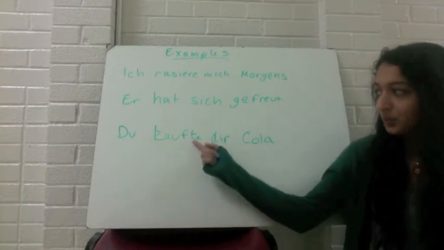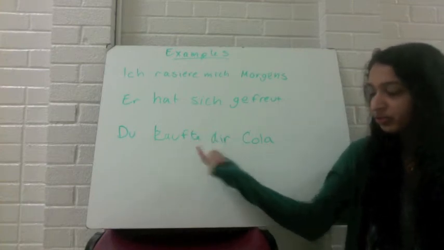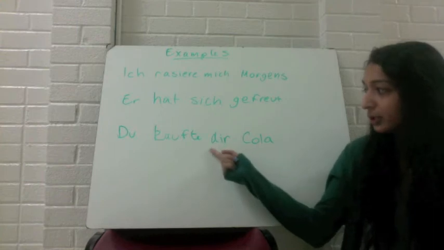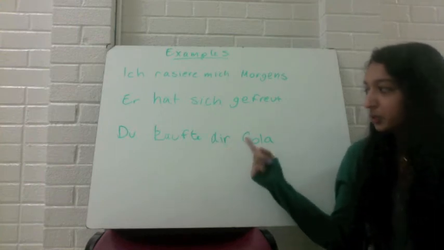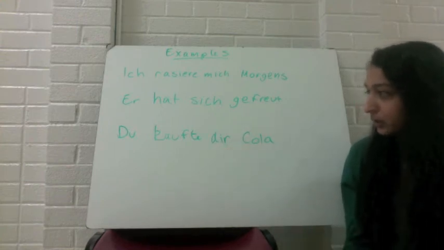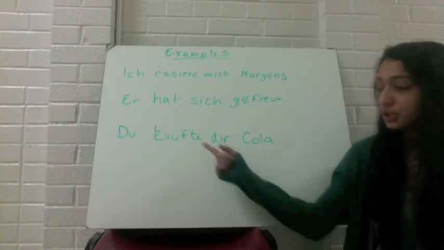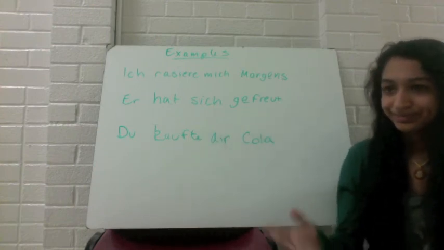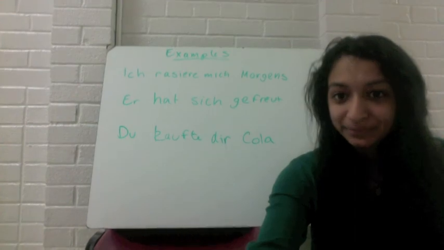So here the verb is a dative verb, so you have to use the dative pronoun, and it's the indirect object. Boom shakalaka.